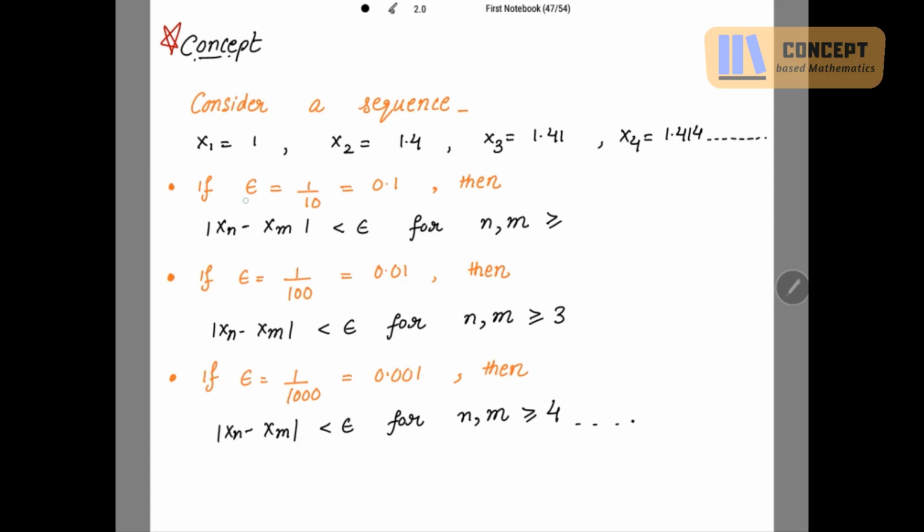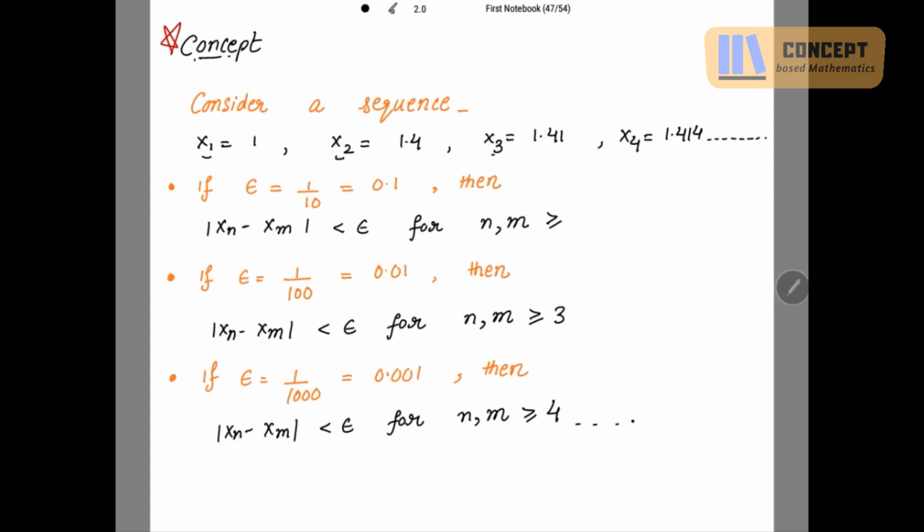If I take my xn to be x1 and I take my xm to be x2, then their difference cannot be strictly less than epsilon. That means their difference cannot be strictly less than 0.1. So if I take my xn to be x2 and xm to be x3, then their difference, what is the difference of x3 and x2? 0.01. Now this difference is strictly less than this epsilon, 0.1.